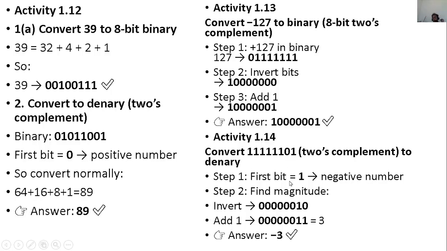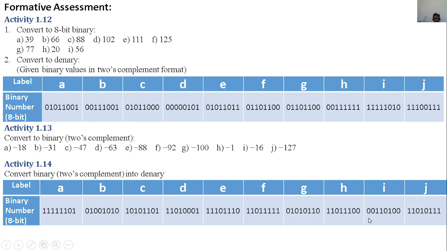Its most significant bit is 1, so it is a negative number. If we take its 2's complement again, it will become the positive number 3. So the result means this value is representing minus 3.